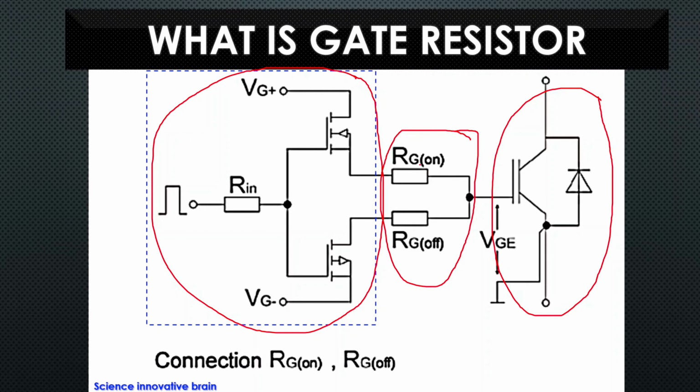This part is also divided into two parts: the first part is called the gate turn on resistor and the second part is called the gate turn off resistor. So this part is the gate turn on and this part is the gate turn off resistor. The turn on resistor is responsible for turning on this IGBT, and the turn off resistor is responsible for turning off this IGBT.